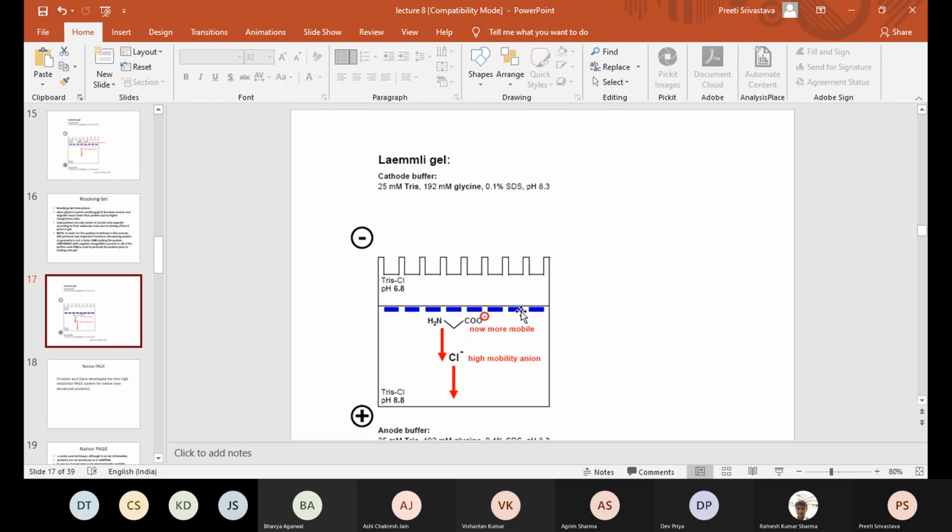And this protein, which is coated with SDS, will enter the gel, although they all have uniform charge, but then the proteins will start separating based upon the molecular weight, because the bottom gel has smaller pores, so this is going to serve as a molecular sieve, and the proteins will separate based upon the size or the molecular weight. Is it clear? Yes. Yes, ma'am. Dev Priya, Agrim Sharma.